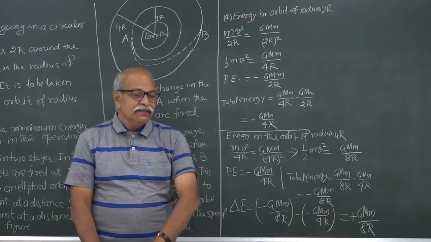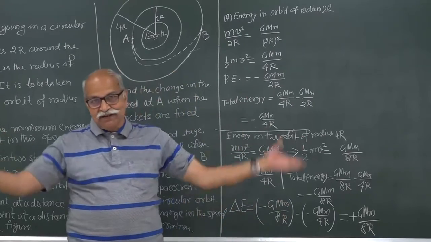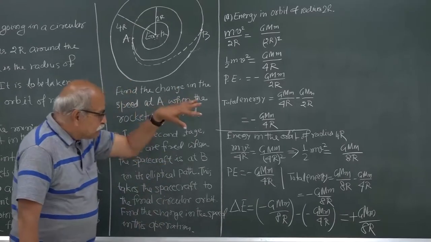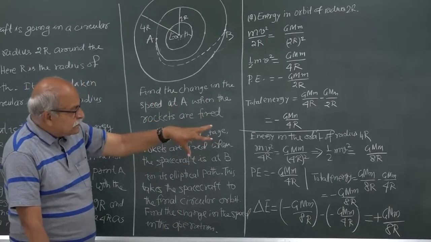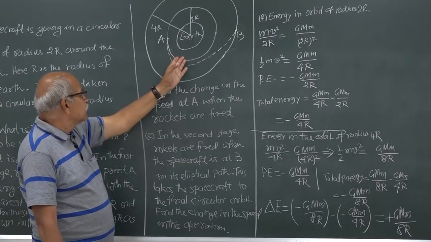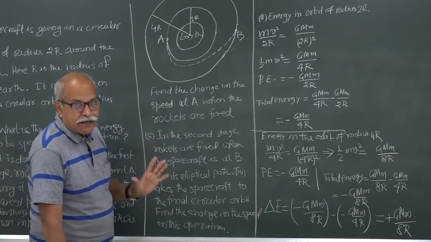That much energy has to be supplied to the spacecraft, and if there is some other form of energy wasted, then that will be more, but at minimum this energy is to be spent if you want to take this spacecraft from this orbit to this orbit. So that is part A.